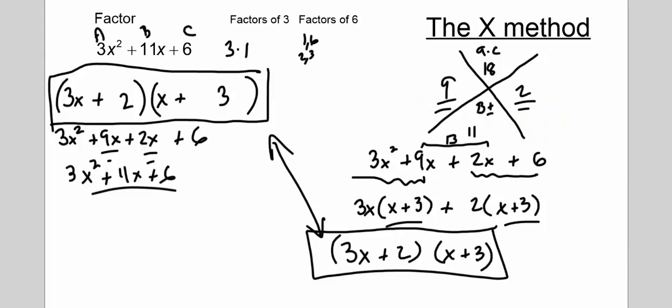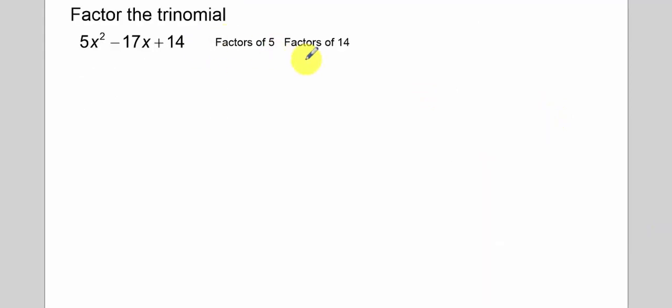So let's go do another problem. Here's a very similar problem. Notice the factors of 5 are 5 and 1. And for 14, I've got 1 and 14 and 2 and 7. So if I want to guess and check this, which is my preferred method, I would list my 5x and my x. I need two numbers that multiply to 14 and add to negative 17, which means if I'm going to get a positive when I multiply and a negative when I add, I'm going to need two negatives.